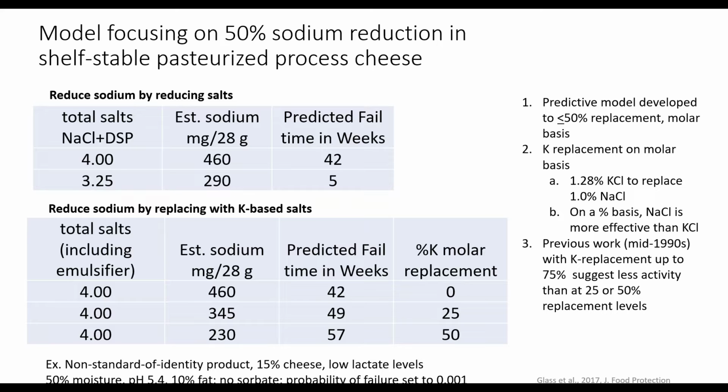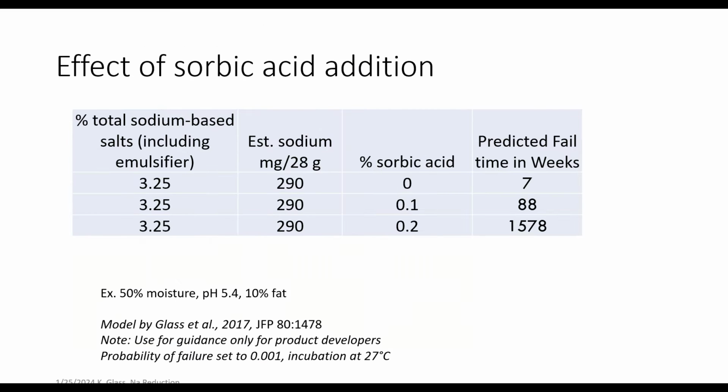Now, from this chart, one might think that more potassium replacement is better. Unfortunately, earlier work in our lab showed that a 75% replacement was less effective than 50% replacement. So not only is higher potassium substitution not feasible because of flavor considerations, but it also can have a negative effect on shelf stability.